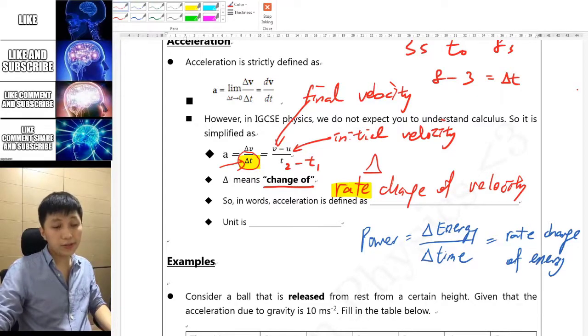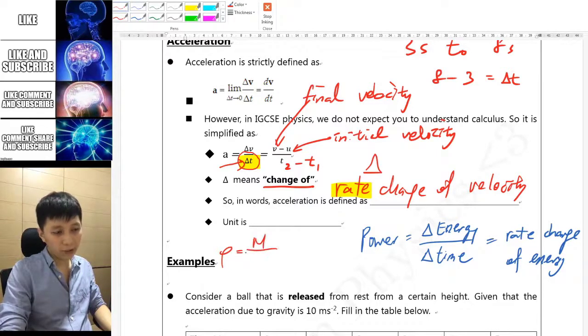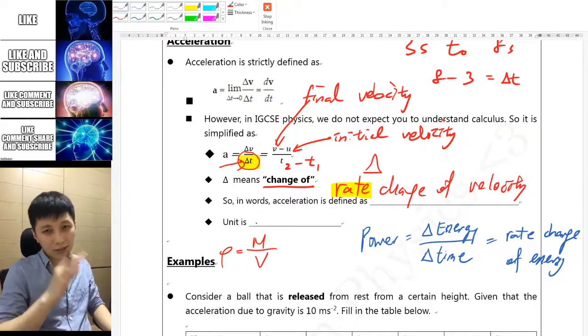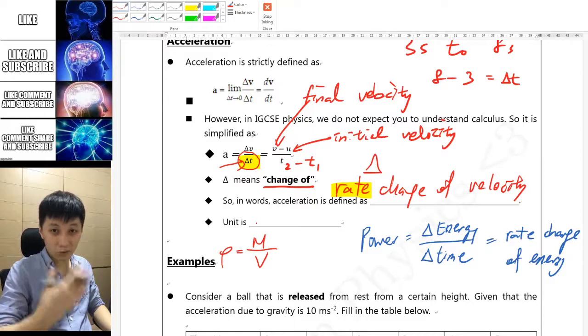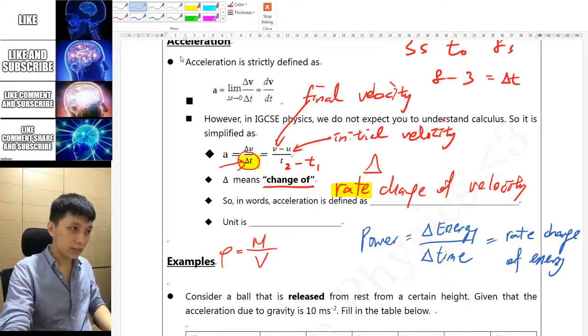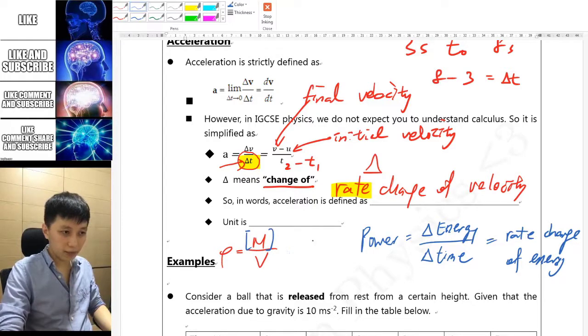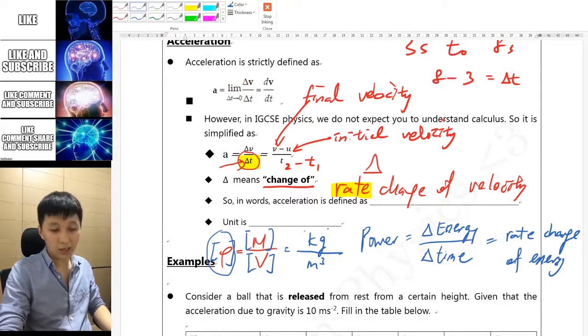Lastly, for the unit, it is something that you can work out by yourself if you are given the formula. Let me give you some hints if you don't know how to do it. For example, back to the previous chapter you learned about density, density is defined as mass over volume. So by looking at this formula, you can work out the unit of density, because the unit of mass is kg, and the unit of volume is meter cube. So you just keep the fraction there, and therefore the unit of density would equal kg per meter cube.